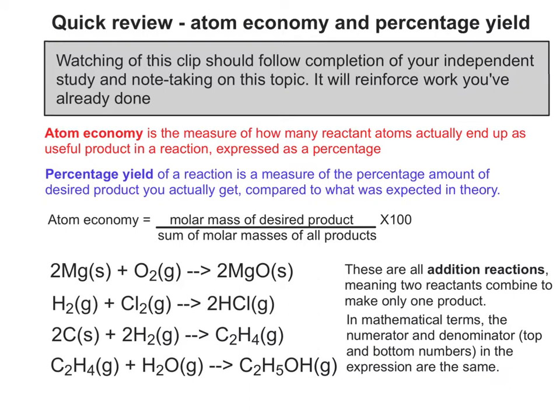This can also be explained mathematically by stating that the numerator and denominator, or top and bottom numbers in the expression for atom economy, are the same, which means that it ends up as 1 times 100 equals 100%.